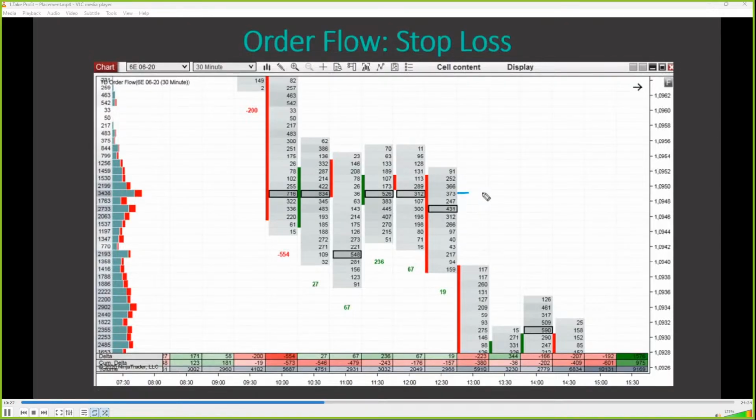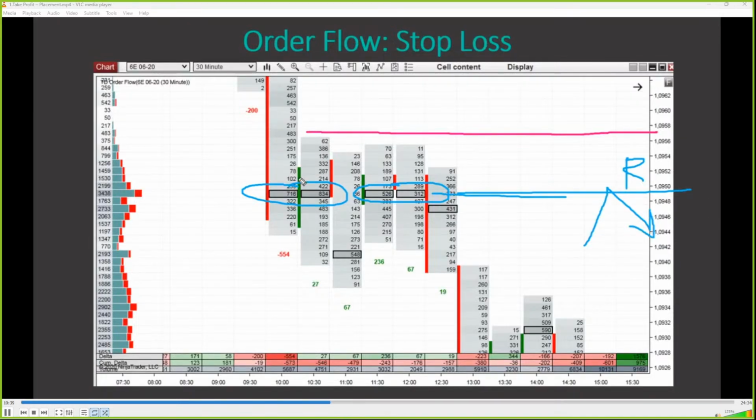Now in here, there is a strong resistance. Those high volume nodes. So I would expect a selling reaction from there. The stop loss in this case, ideally at the top of this area. So this would be the stop loss. And in this case, it's 7 ticks.